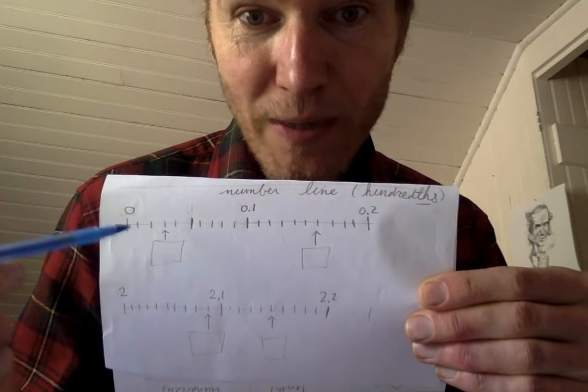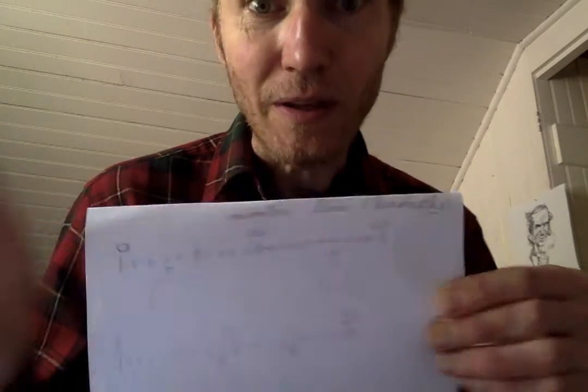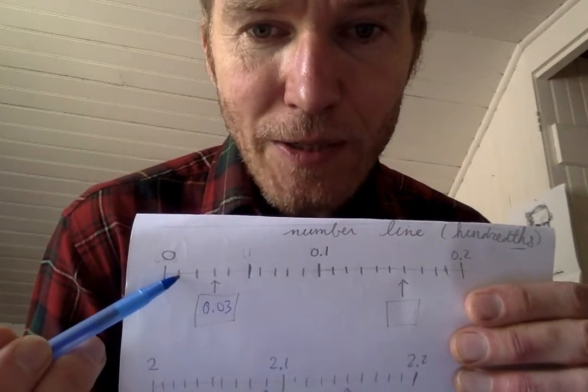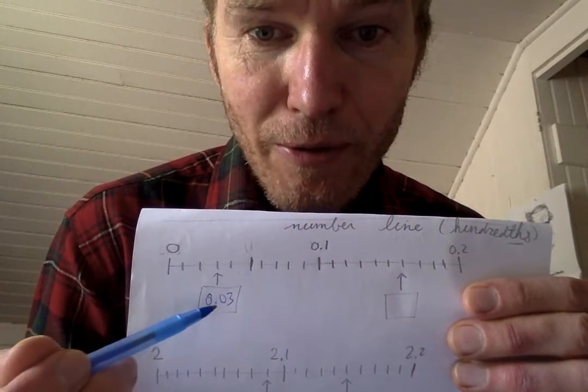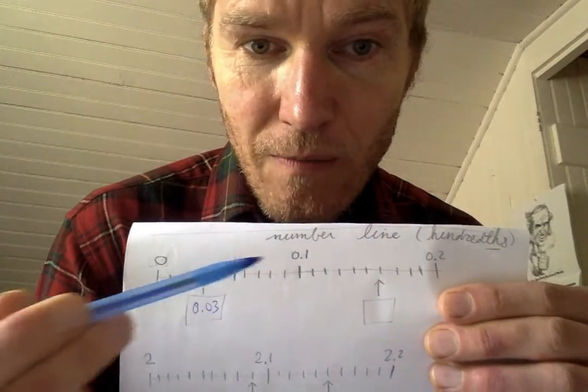So we know it's going to be 0.0 because it's not even 0.1. It's way less than that. 0.0 something. It's 0.0 something, and we just count how many hundredths? 1, 2, 3. 0.03, which makes sense, right? Because 0.03 would be somewhere between 0 and 0.1.